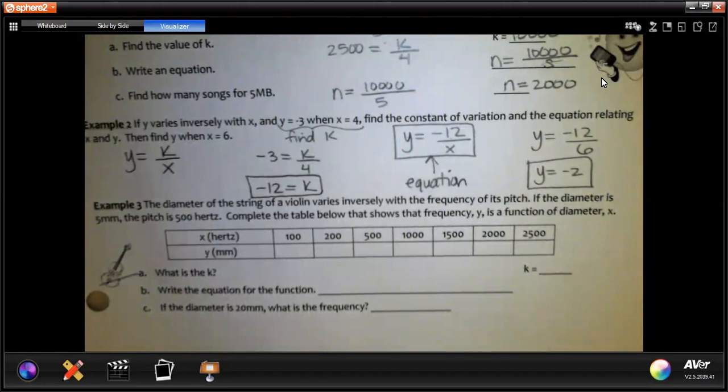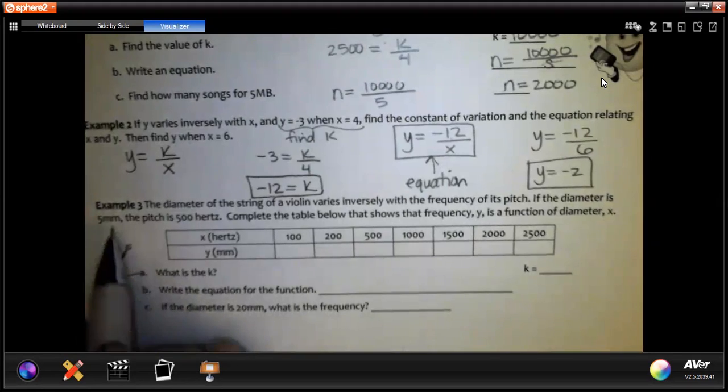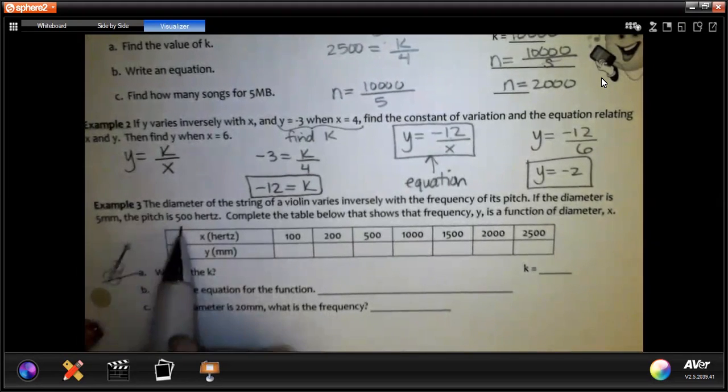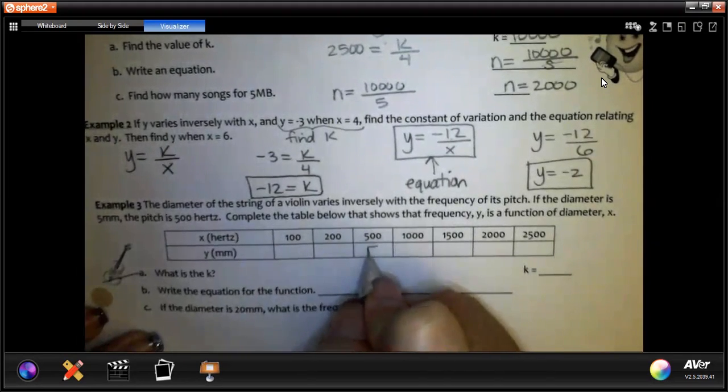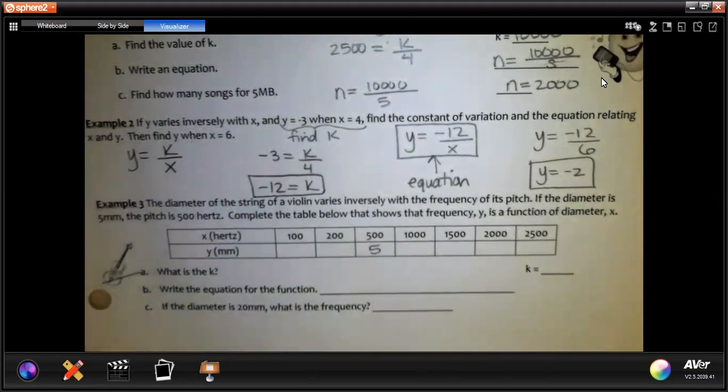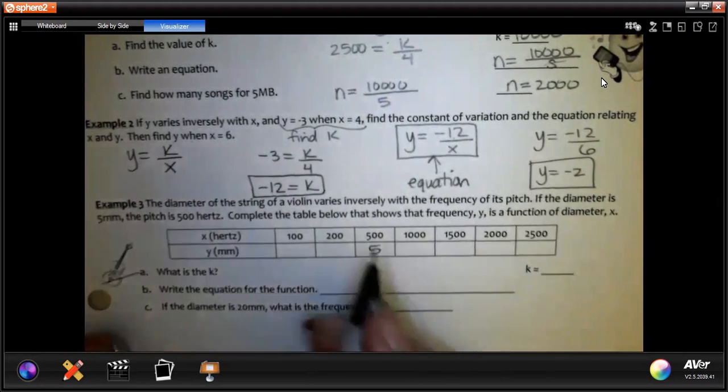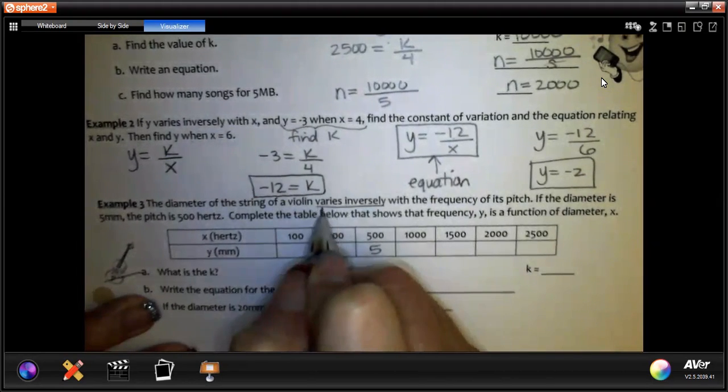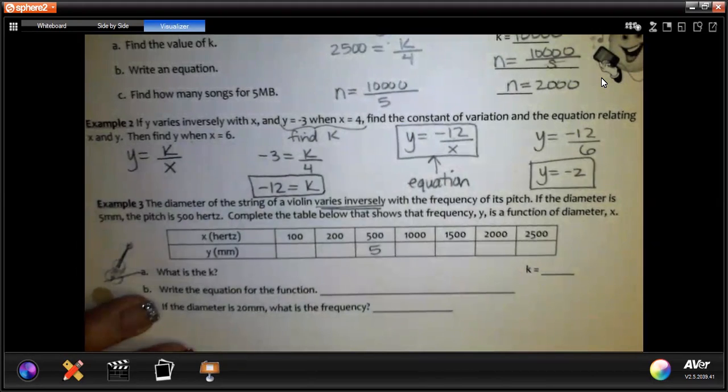All right, so they did give us one situation here. When it is 5 millimeters, it's 500 hertz. So they gave us this part of the table right here. In order to fill in the rest of the table, I'm going to go ahead and write the equation, because since it says varies inversely, I know which model it's going to look like, that y equals k over x.